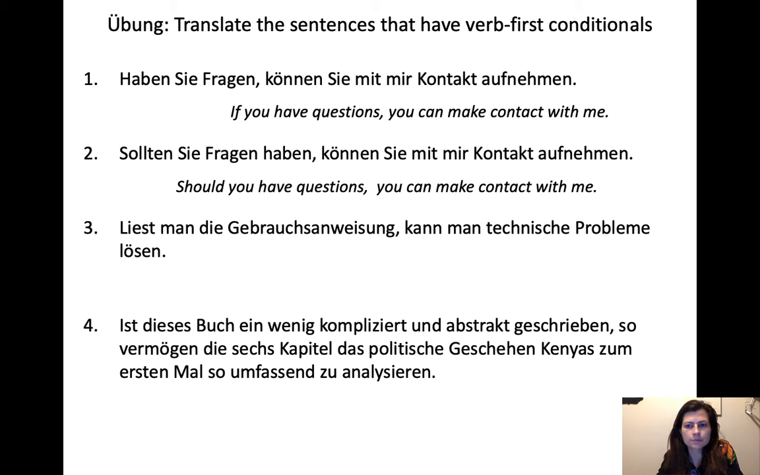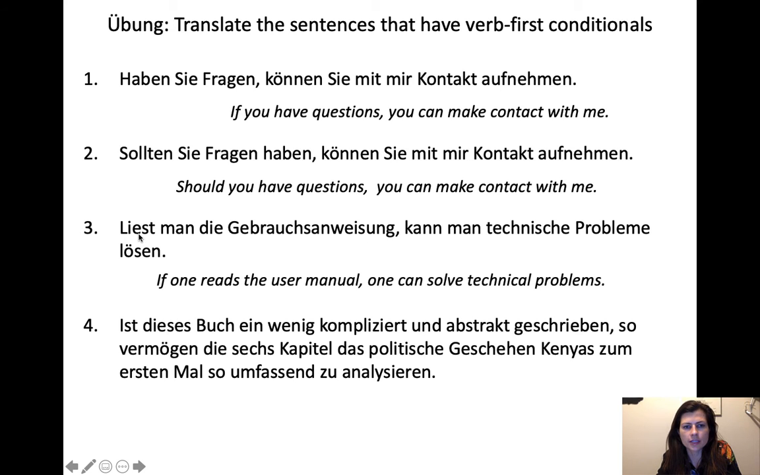And then we have, "Liest man die Gebrauchsanweisung, kann man technische Probleme lösen," and this one also could have the so, but it doesn't. So this is, if one reads the user manual, one can solve technical problems. So liest being in the first position there, man is of course the subject, if one reads. So the fact that liest is in the first position in a statement means that it is implying if.